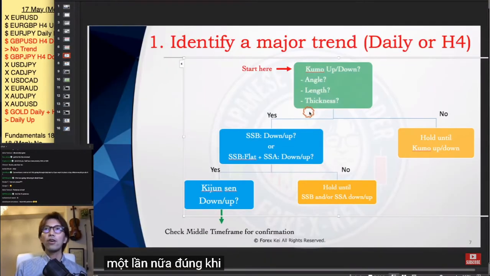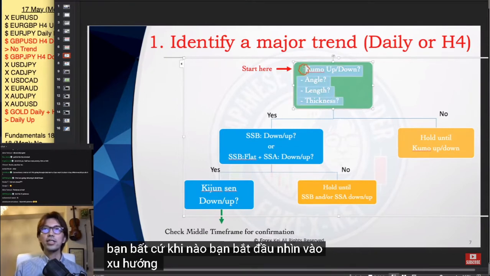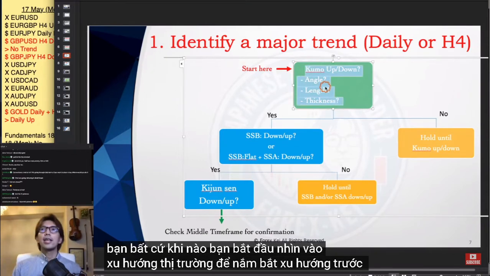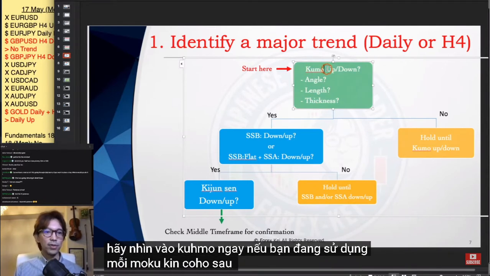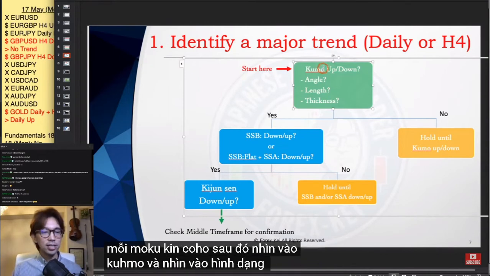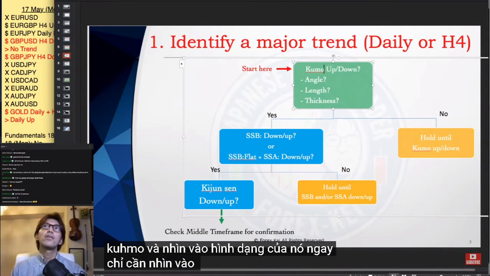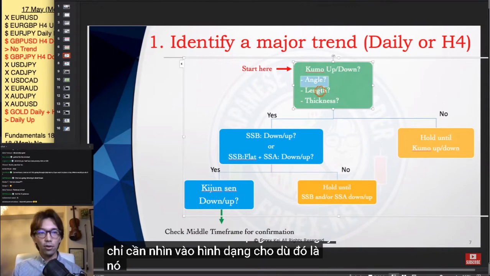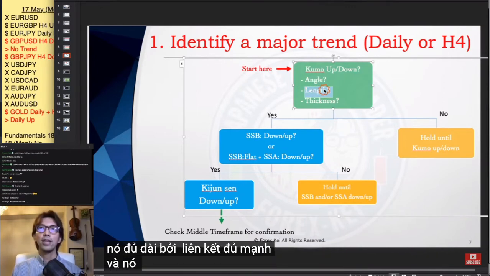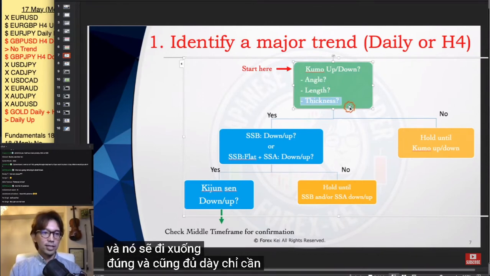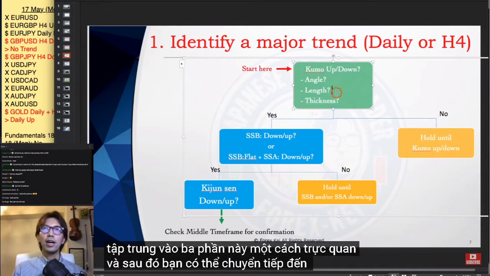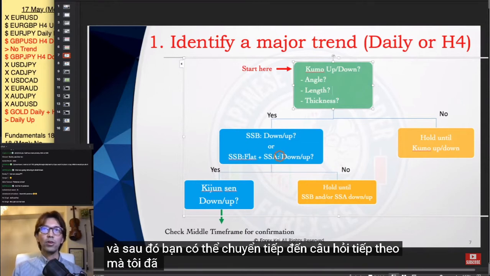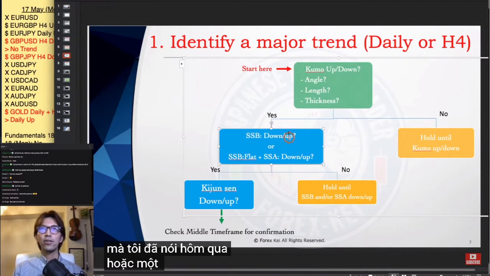So again, whenever you start to look at the trend, to capture a trend, first look at the Kumo. If you are using Ichimoku Kinko Hyo, then look at the Kumo and its shape. Whether the length is long enough, it should be going down, and also it's thick enough. Just focus on these three parts only visually, and then you can forward to the next question, which I talked about yesterday or the day before.